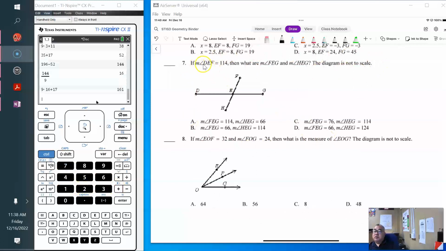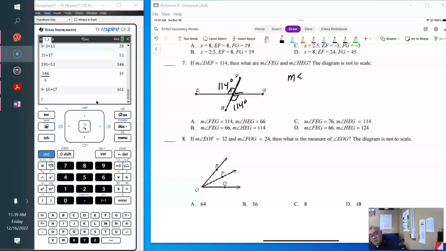So we have the measurement of angle DEF is 114. So this is 114 degrees. Then what are the measures of angle FEG and the measure of angle HEG? So we know that these two angles are vertical angles, so that's 114 degrees. We know that this angle and this angle are supplementary.